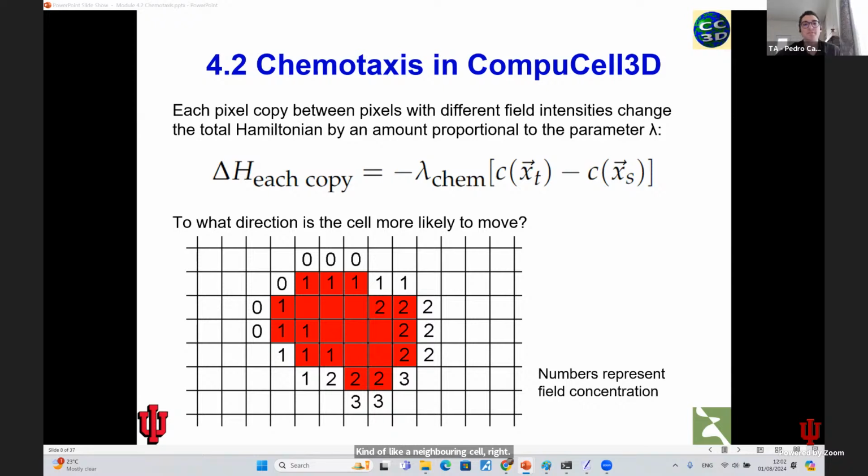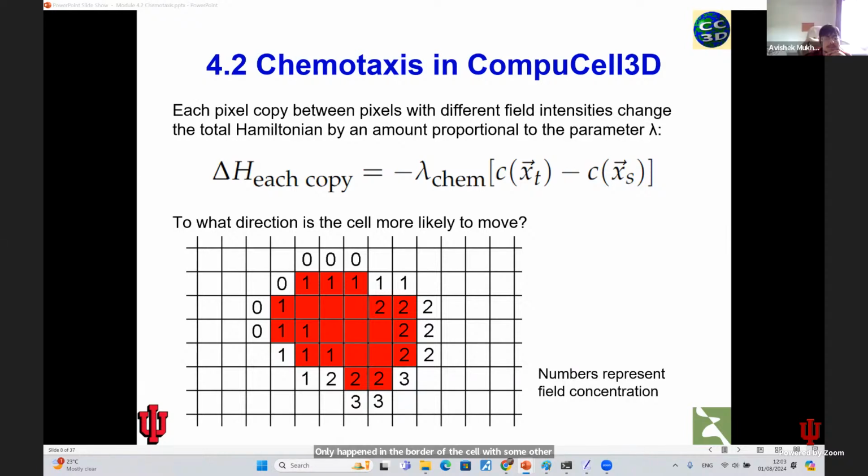A pixel that is inside the cell will not move. There is no such thing happening. A pixel inside the cell does not make copies with its neighbors because it's inside the cell. Copies in Potts, all of them, it's not exclusive for chemotaxis, only happen in the border of the cell with some other cell.